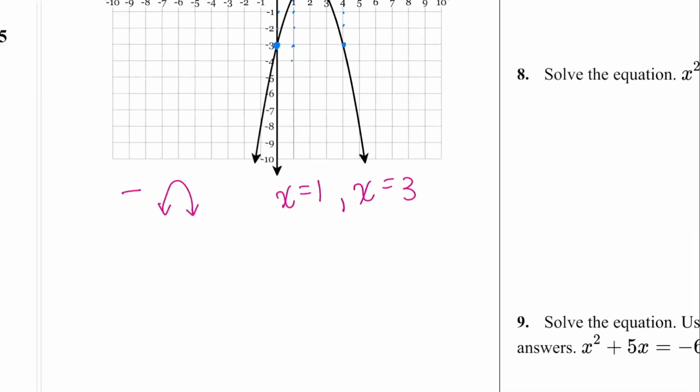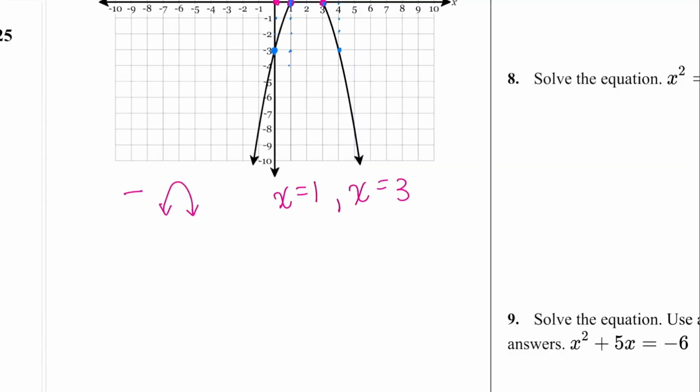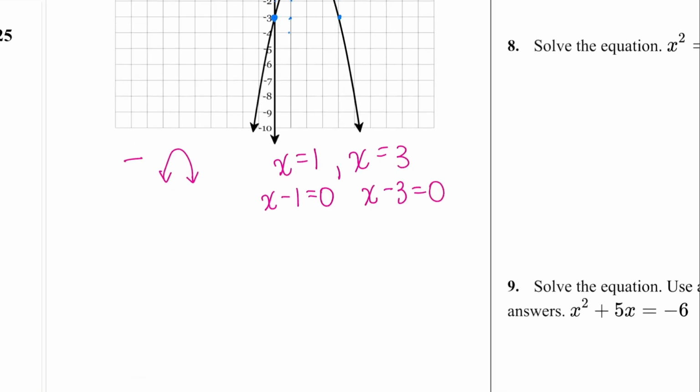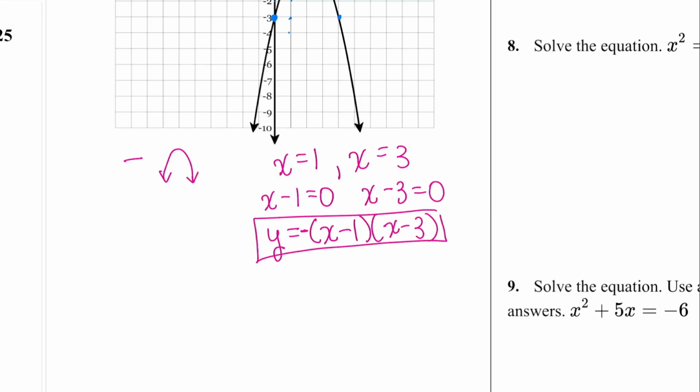Now, if we're writing the factored form of the equation, if we go ahead and subtract 1 from both sides, we'll get x minus 1 equals 0, and then x minus 3 equals 0. So we're working backwards from a regular equation. Now we can do y equals x minus 1 and x minus 3. And since we know that it is a downward facing parabola, we can include that negative out front, and this is going to be our final answer.